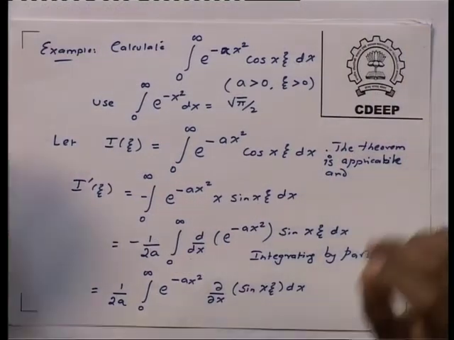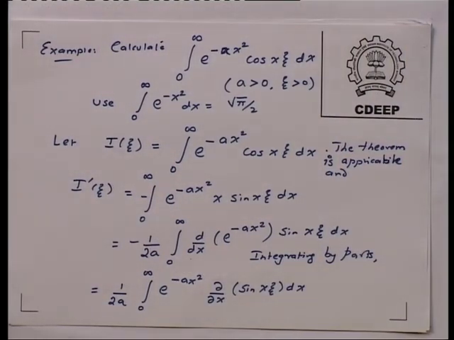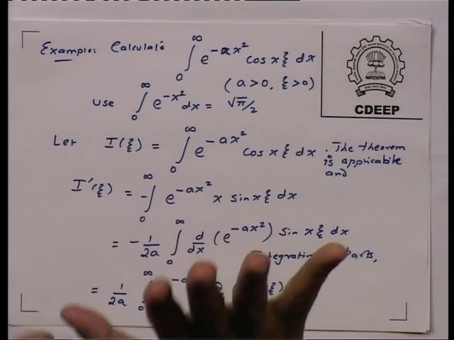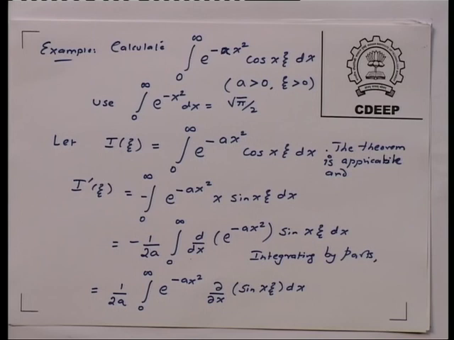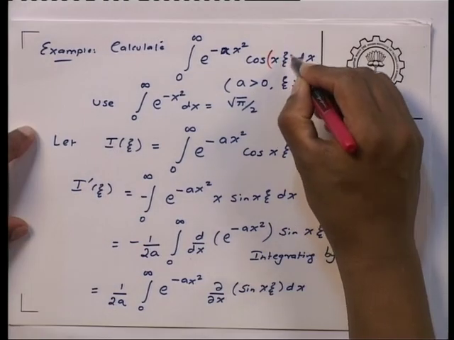Calculate the integral from 0 to infinity of e to the power minus a x squared times cos of x psi dx. Use the fact that the integral from 0 to infinity of e to the power minus x squared dx is root pi by 2. This is a very important example. This is an extremely important example, and ranks among the most important examples in the whole course. The reason why it is so important will appear in the next slide. Towards the end of the next slide, I will tell you why it is so important. Cos of x psi, psi is a real variable.